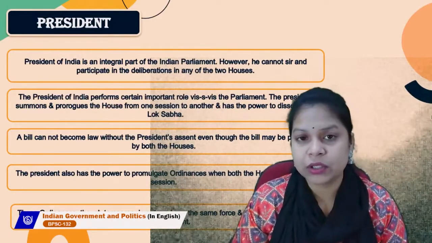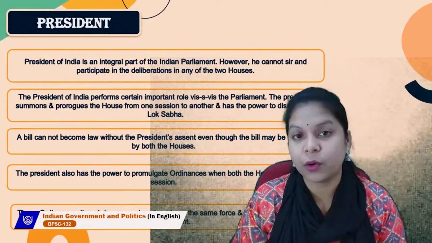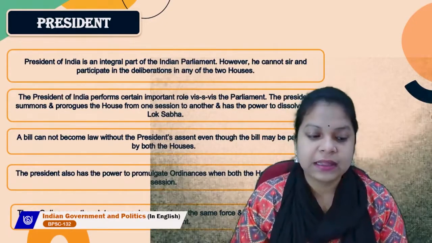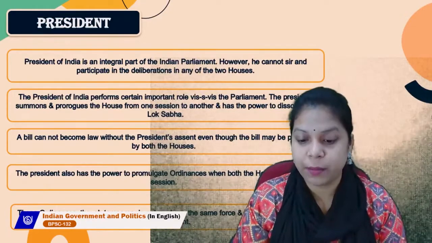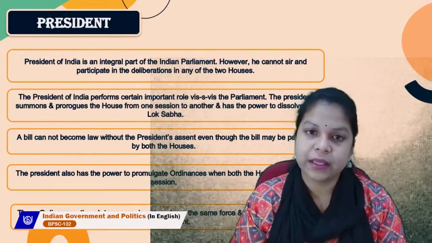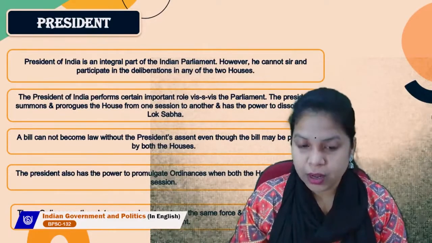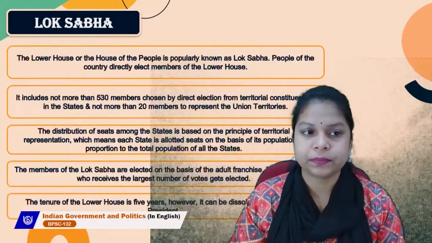The president also has the power to promulgate ordinances when both the houses are not in session. These ordinances, though temporary in nature, have the same force and power as a law passed by the parliament. So the president plays a very important role and has some very essential functions to perform.